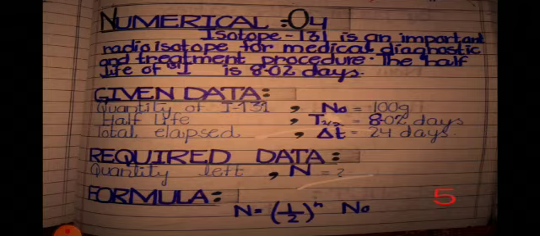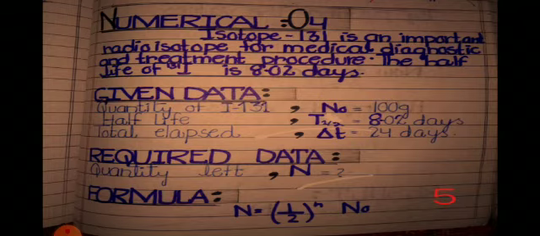Out of 100 gram of the sample, how much will be left after 24 days? This numerical is the same as the example and assignment 18.3. The given data is the quantity of iodine 131. This is the original quantity, so it will be represented by capital N with N naught, which is equal to 100 gram.